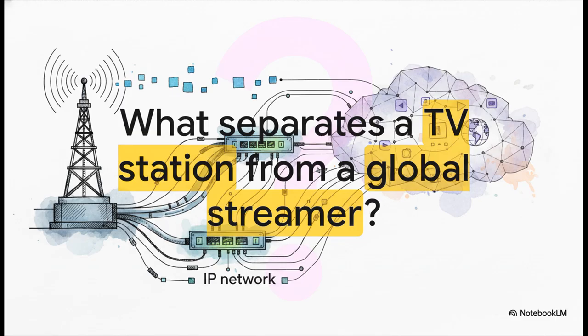So let's end with a big, kind of provocative question to chew on. If that last crucial mile to the transmitter is now just another IP network running the same tech as the rest of the internet, what's the real difference between a local TV station and a global streaming giant? The lines are getting blurrier every single day, and it really makes you wonder what's next for how we get our media.